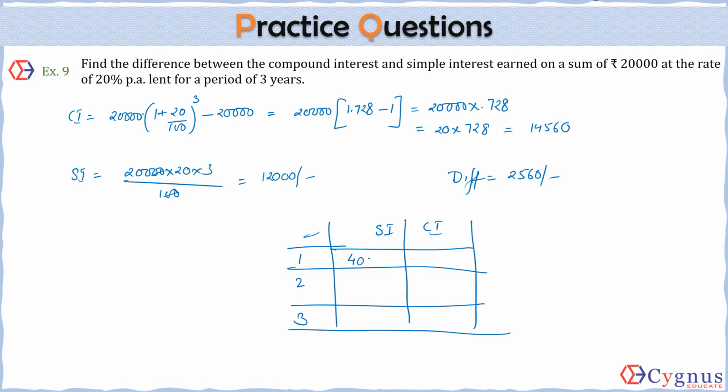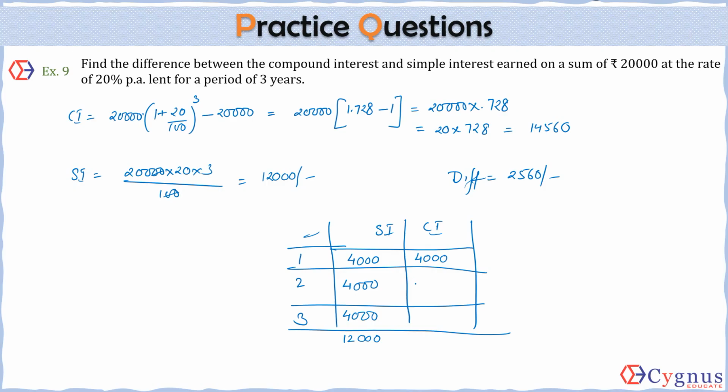So first year simple interest should be 4,000. So using that logic, I can say second year it will remain same, third year it will remain same. So effectively, total simple interest comes out to be 12,000. What about the compound interest? If you don't want to use this formula, what you can say, first year compound interest will remain same, which must be equal to what? Simple interest. We have seen that in the table approach.